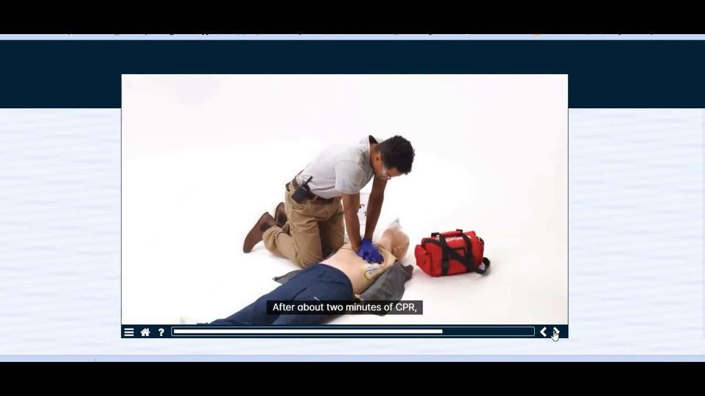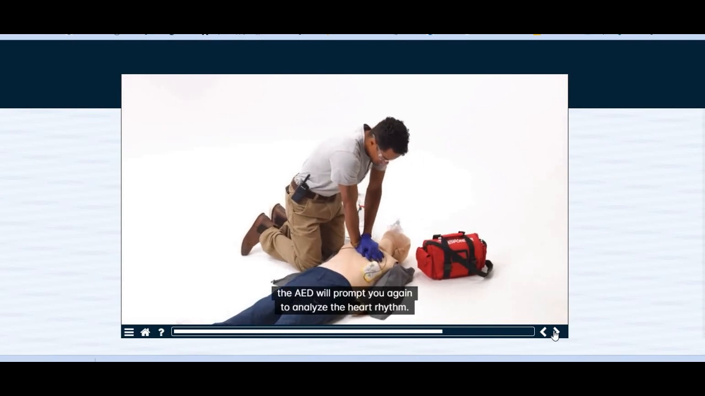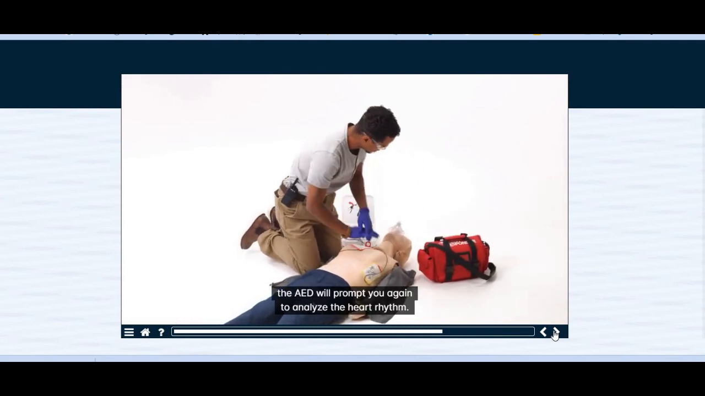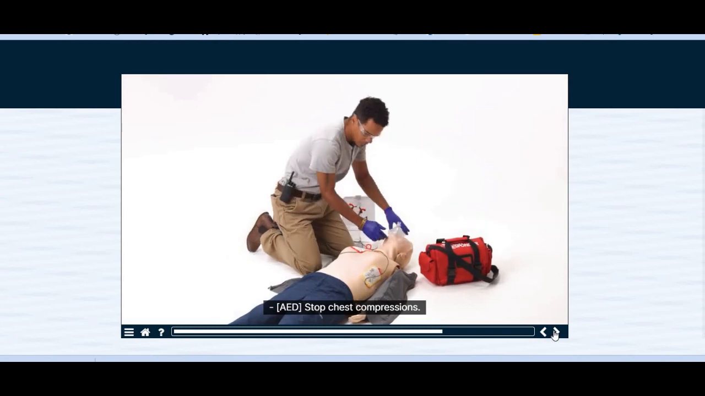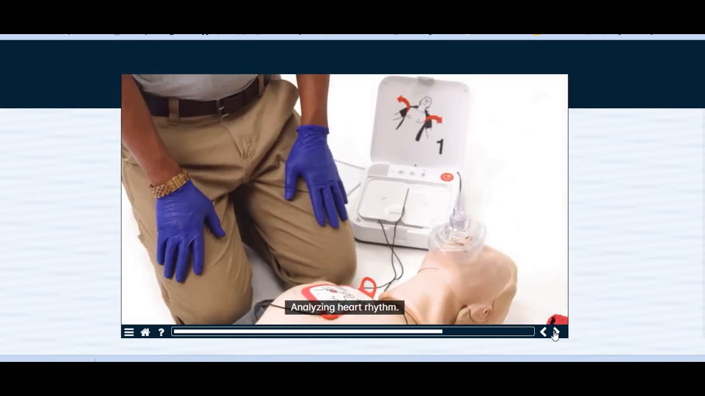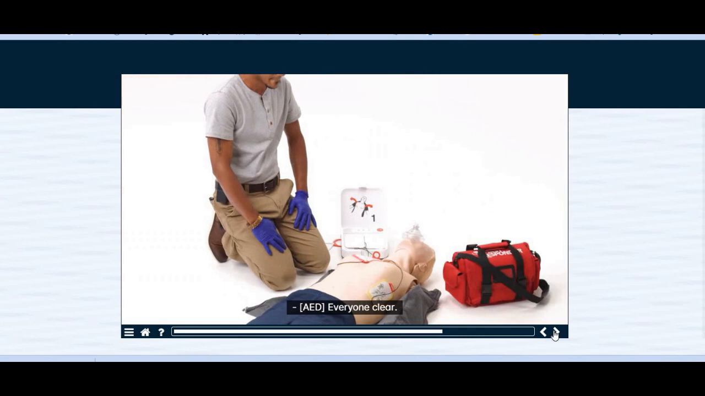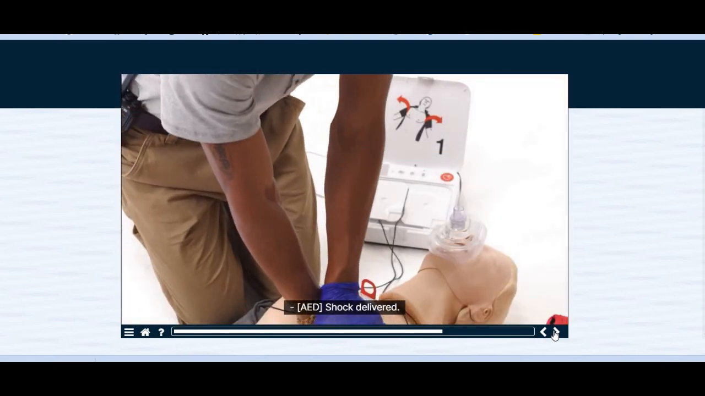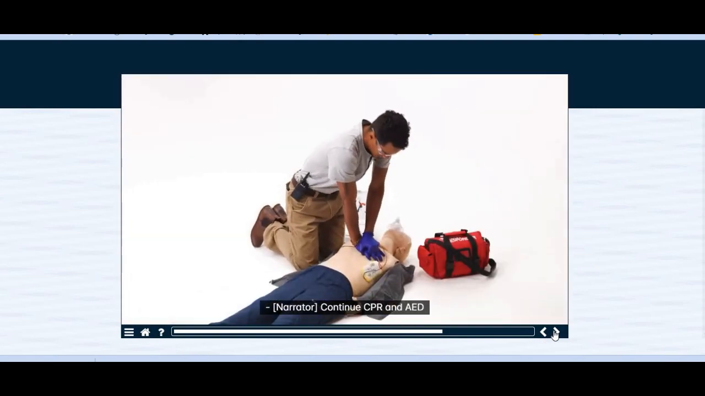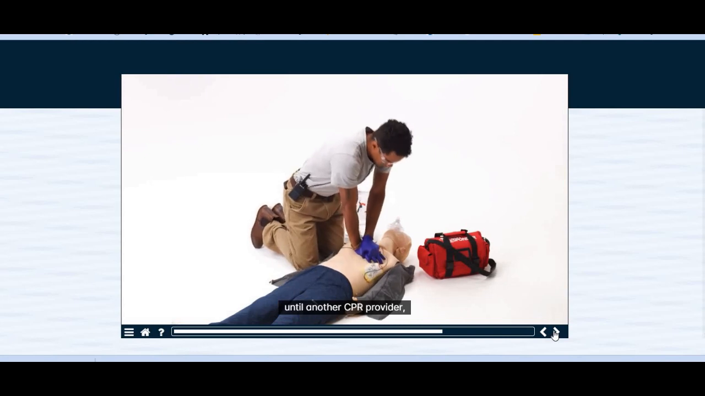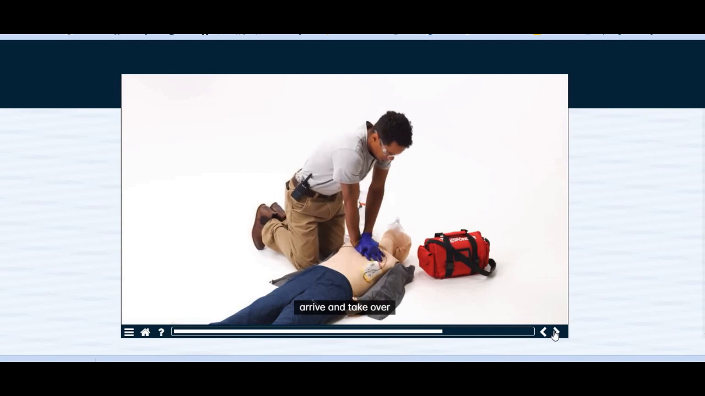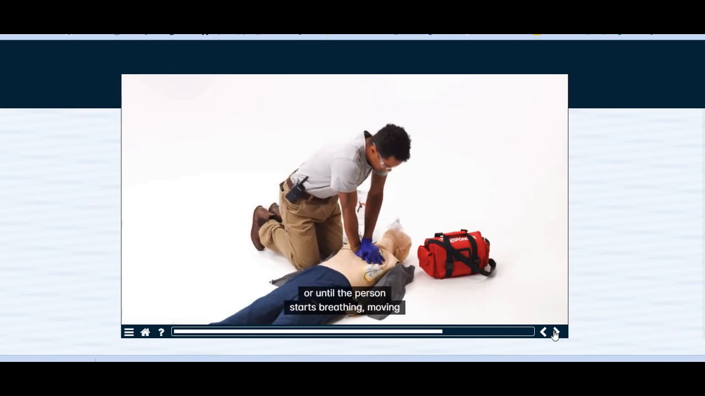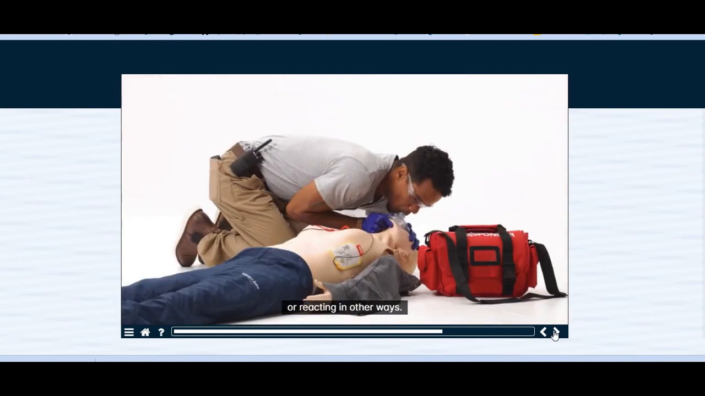After about 2 minutes of CPR, the AED will prompt you again to analyze the heart rhythm. Stop chest compressions. Analyzing heart rhythm. Follow the voice prompts. Everyone clear. Press the flashing button. Shock delivered. Continue CPR and AED until another CPR provider, someone with more advanced training, or EMS providers arrive and take over, or until the person starts breathing, moving, or reacting in other ways.